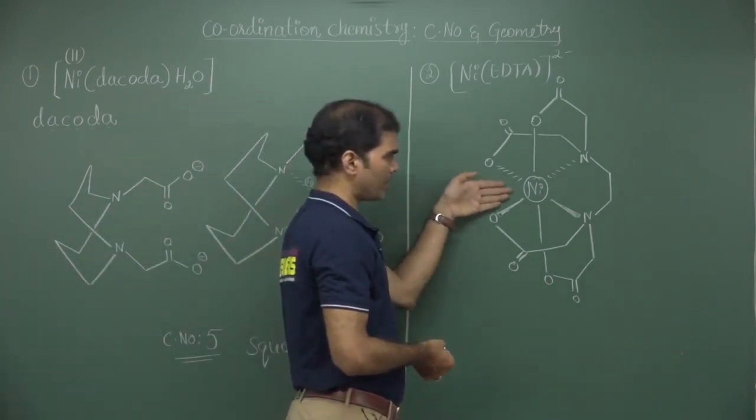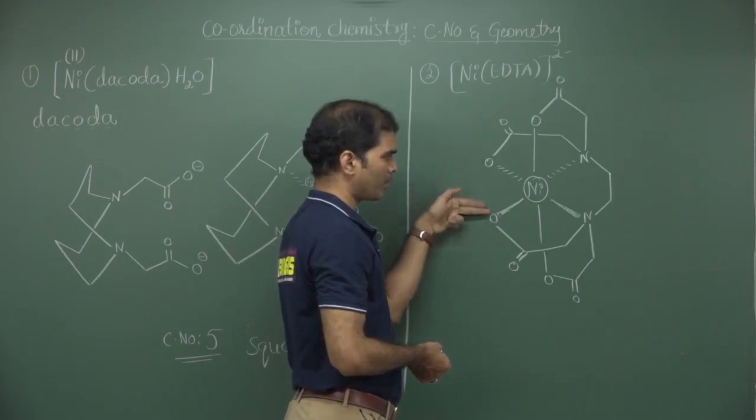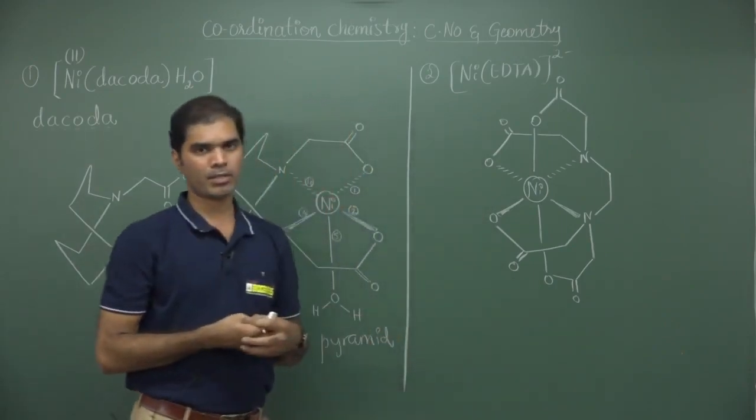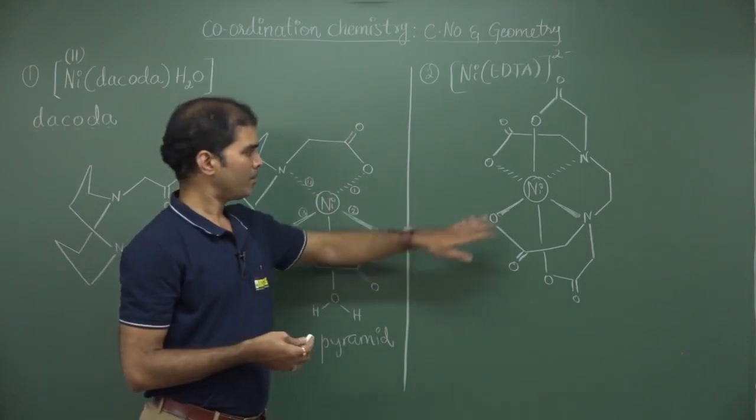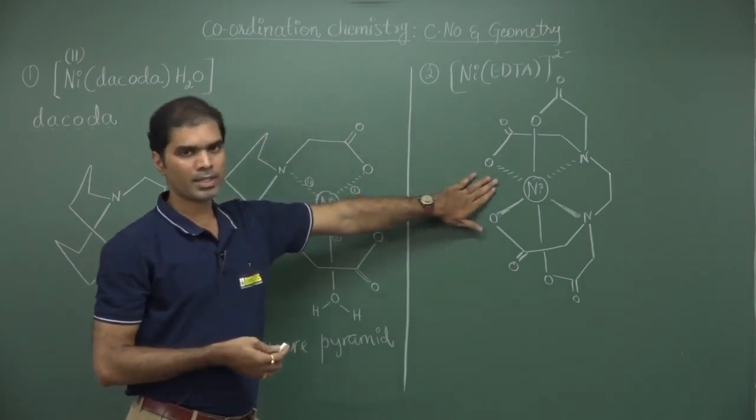There should be an open chain here. It is open here. It is not completely closed. If it is completely closed, it is like a macrocycle or a cryptand, but it is open. So you can call it chelation.